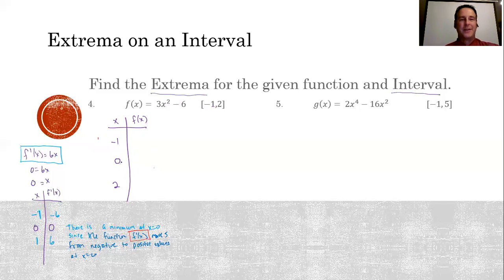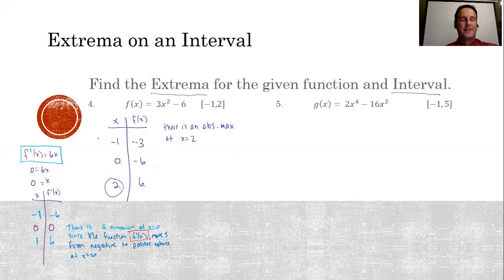And so 0 is easy. You plug that in, you get -6. When you plug in -1 here, -1 squared is 1, times 3 is 3, minus 6 is -3. And when you plug in 2, you get 6. And you're going to look for the outputs that are the biggest and the smallest. Since that provided the biggest output, I'll say there is an absolute max at x equals 2.